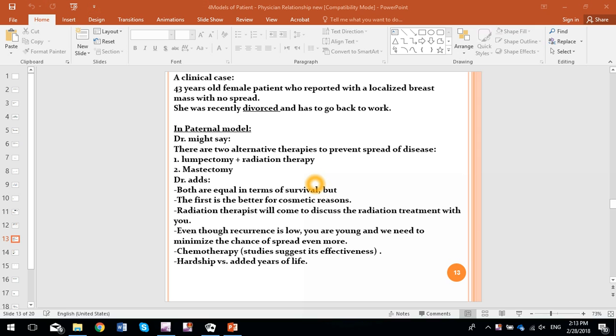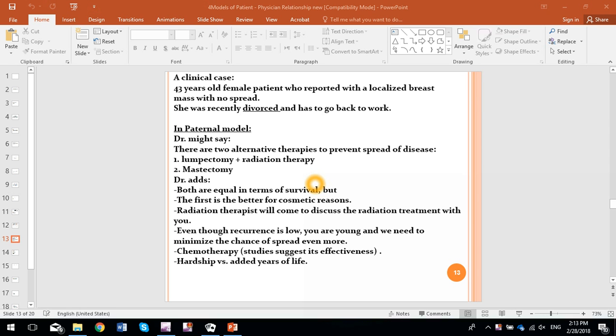Plus radiation for cosmetic purposes is much better than taking the whole breast. He will add also that, okay, now I'll send you to the radiation department to schedule the program of radiation for you. And he adds also, even though recurrence is low, you are still young, and we need to minimize the chance of spread even more by adding what?